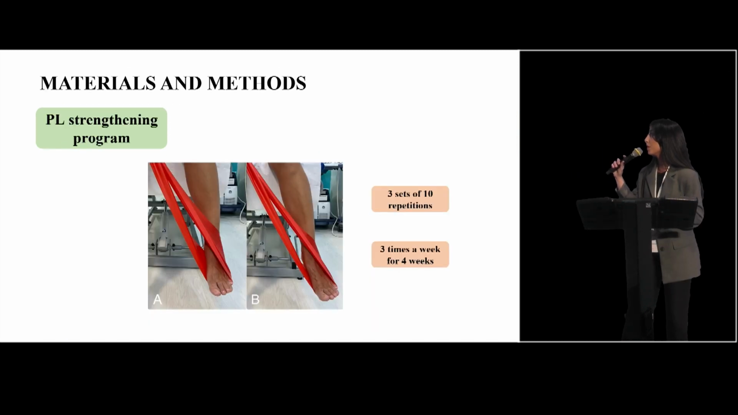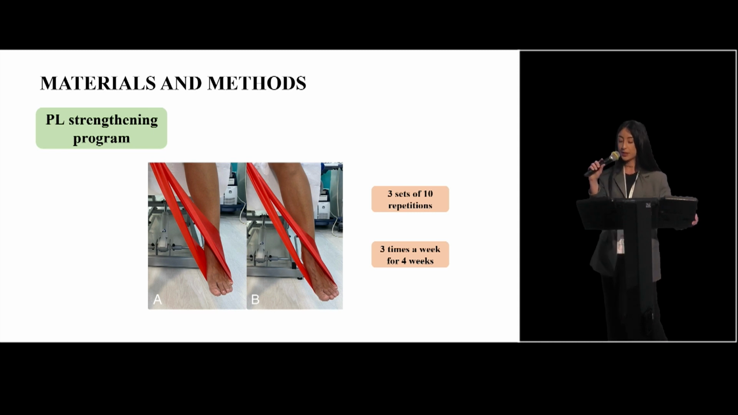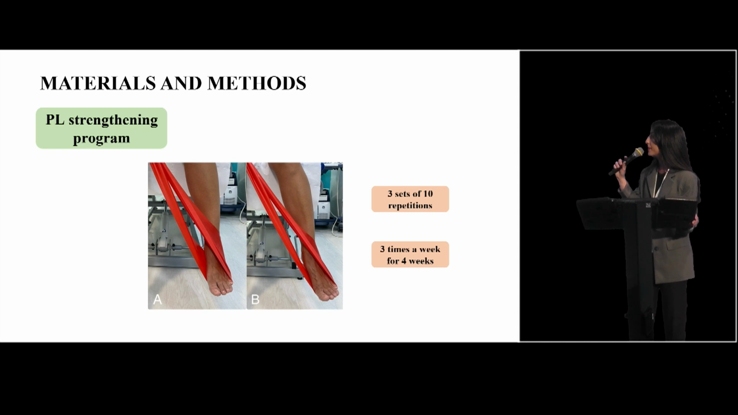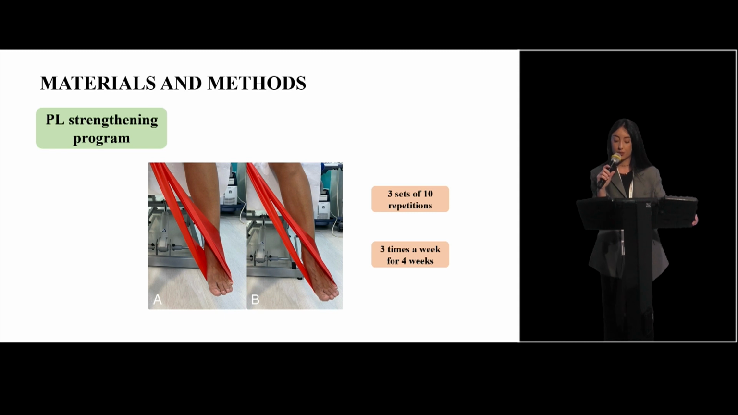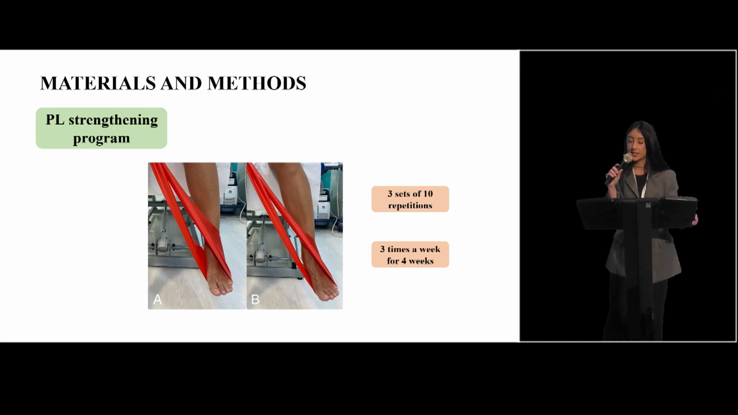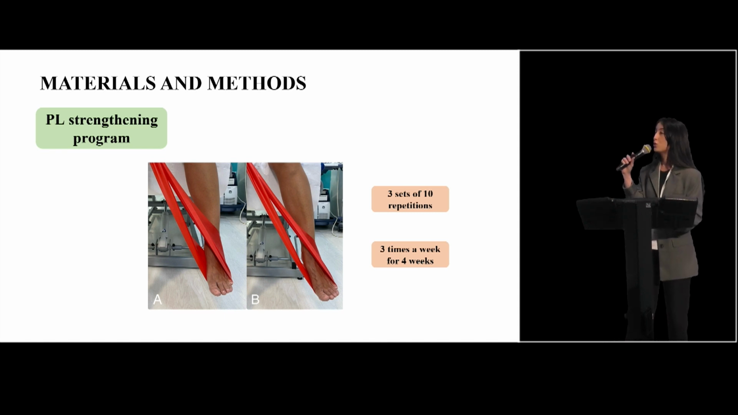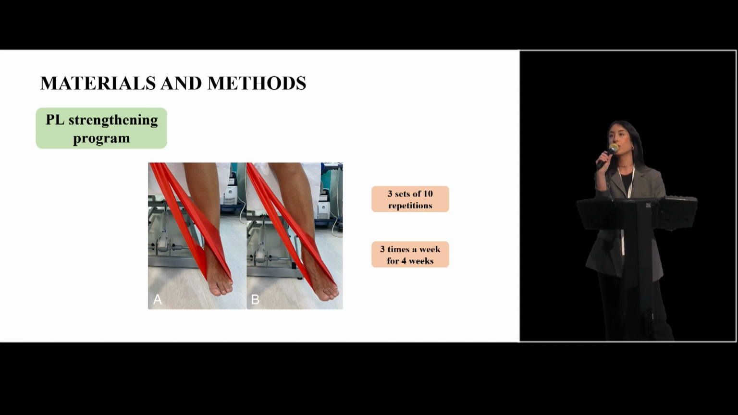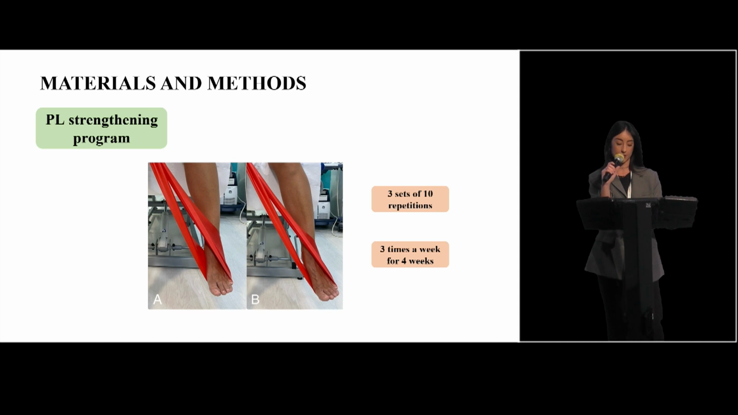Now, let me focus on the PL strengthening program. The intervention for the experimental group consisted of performing a series of exercises of 3 sets of 10 repetitions, 3 times a week for 4 weeks, in a sitting position with the knee flexed at 90 degrees. They performed the eversion movement of the foot with depression of the first metatarsal head and a slight plantar flexion. To control that the exercises were carried out, the study group participants were contacted by phone to remind them to do the exercises.